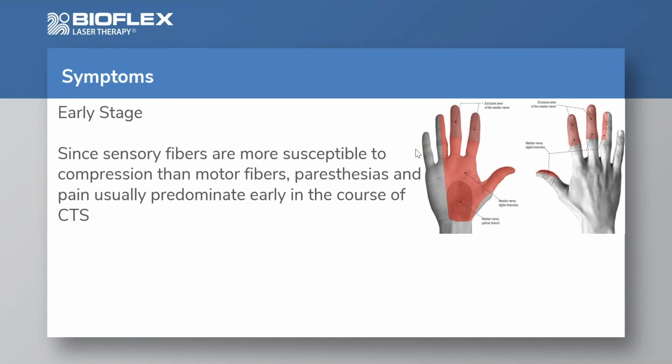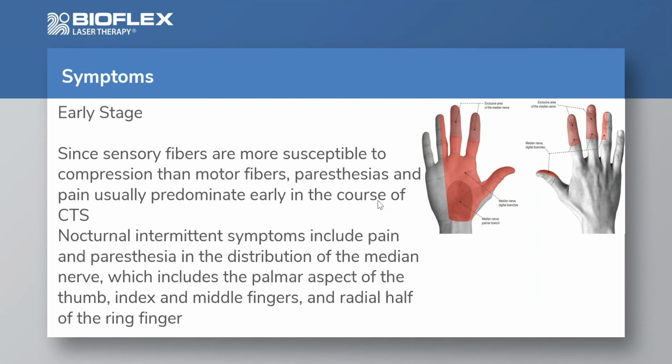So in the early stages, the sensory fibers are more susceptible to compression than the motor fibers. So you tend to see paresthesias and some pain that predominate in the early stages of carpal tunnel syndrome. Nocturnally, there will be intermittent symptoms. The patients will start to feel some pain and paresthesia, obviously in the distribution of the median nerve. As a reminder, you can see on the right where the distribution lies. And of course, we're all familiar with that.